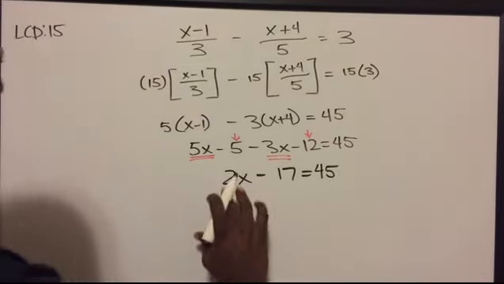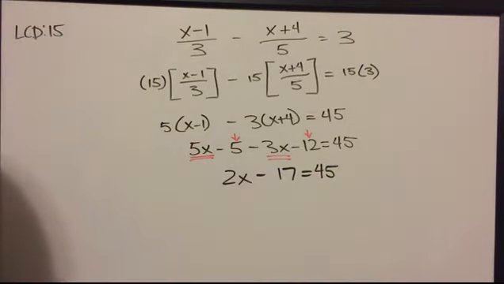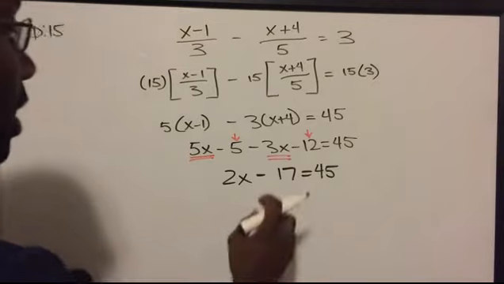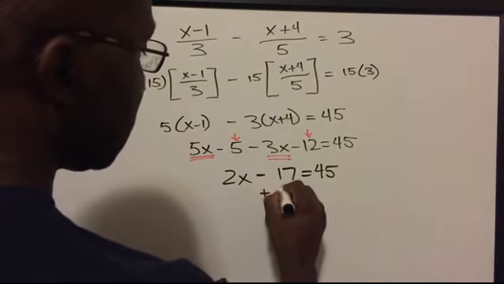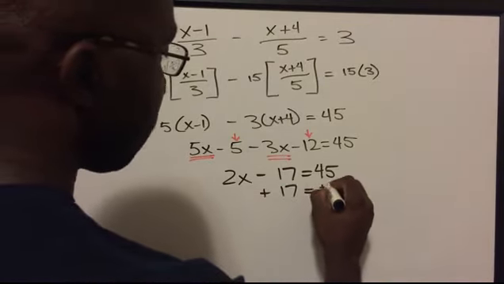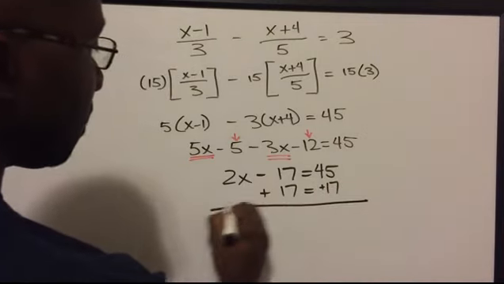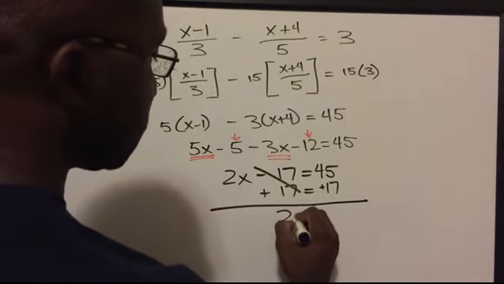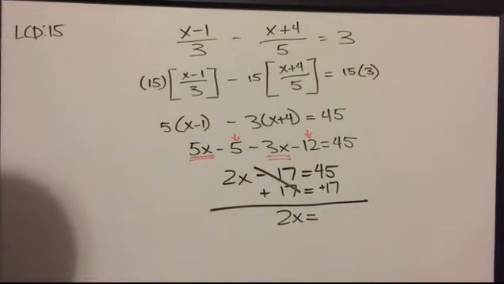Okay, so should we move the 2x to this side? No, we definitely don't want to do that because we do not have an x over here. But we can say plus 17 here, plus 17 here. This is going to cancel out, so then we have 2x is equal to 62.